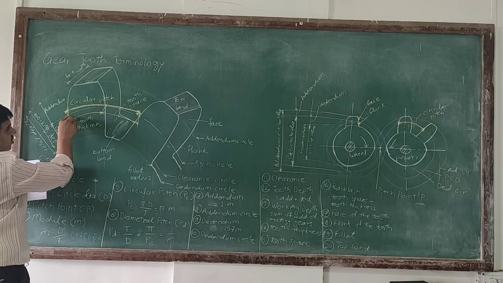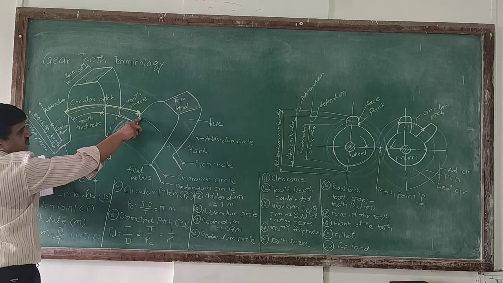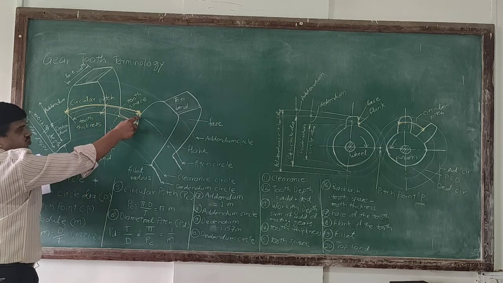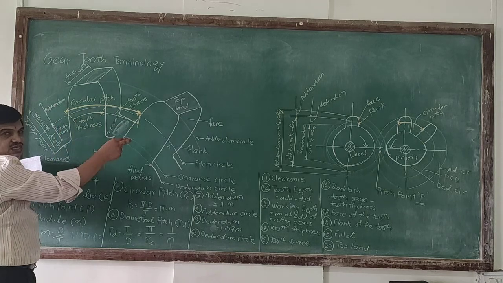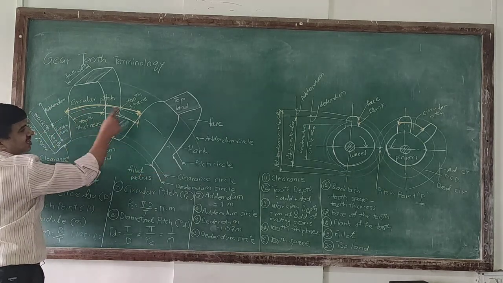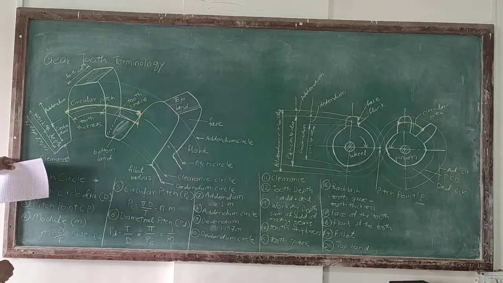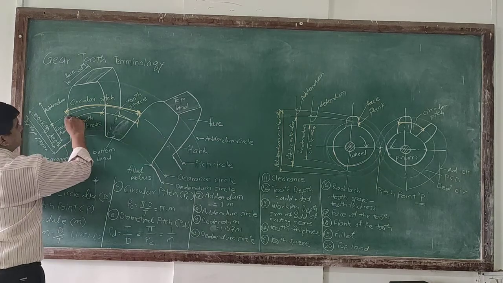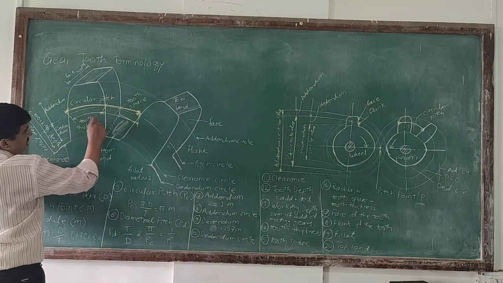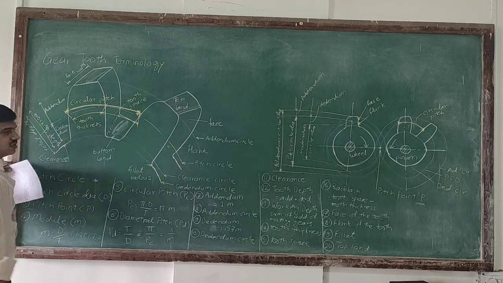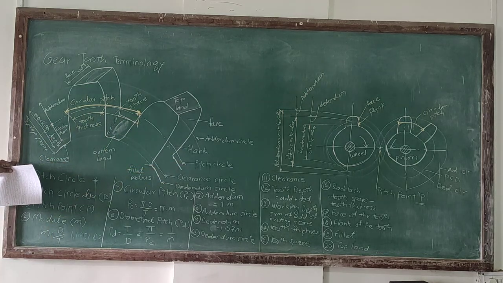the same point of its adjacent tooth, if we measure the distance along the pitch circle, then that is what is the circular pitch. Have you understood this? So from this to this, whatever we have measured along the pitch circle is nothing but the circular pitch. This is what is about the definition.